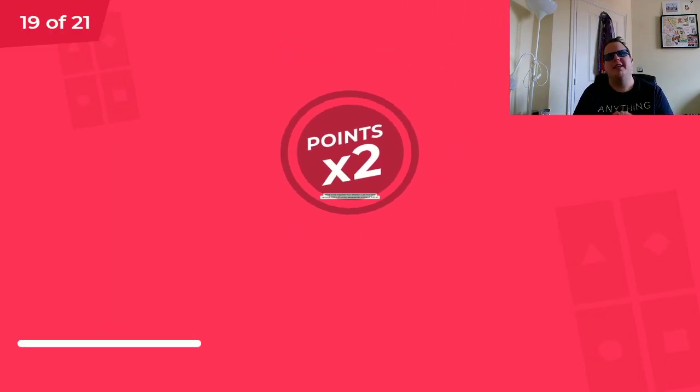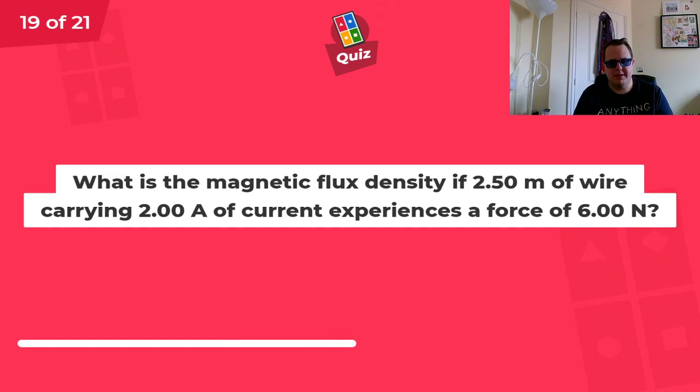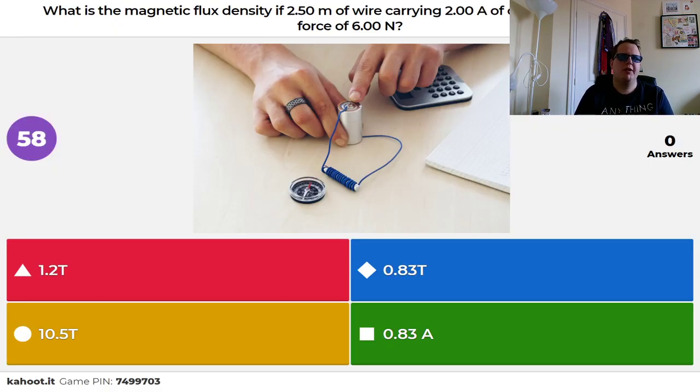Right, question 19. Again, double points. What is the magnetic flux density? So we're looking for B now in that equation. If 2.5 meters of wire has a current of 2 amps and experiences a force of 6 newtons.